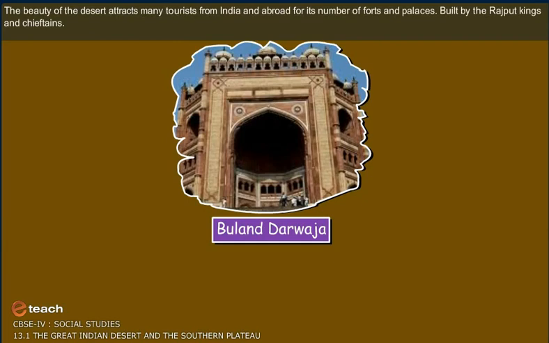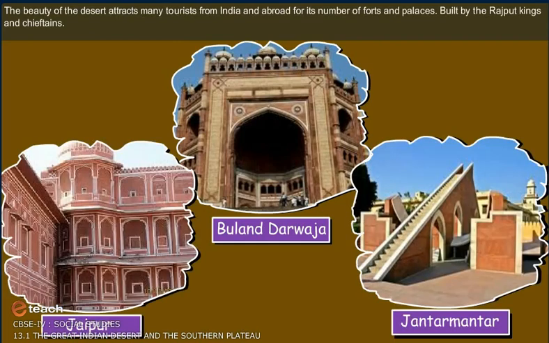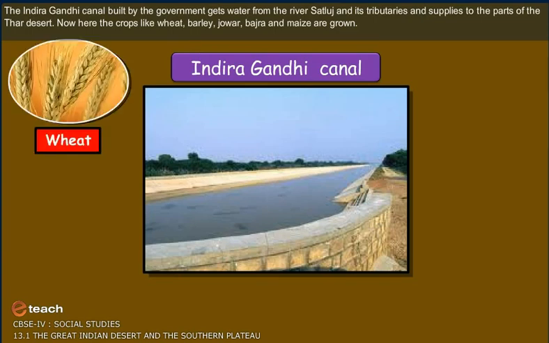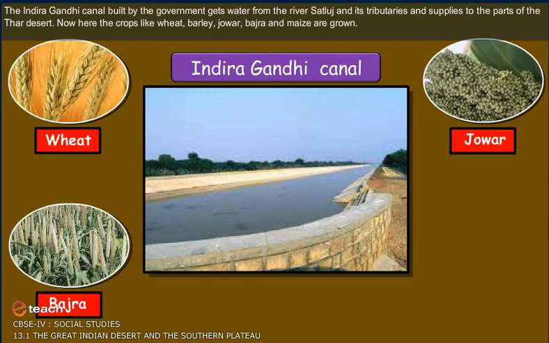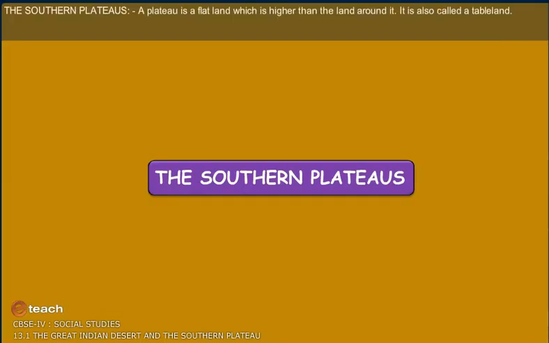The beauty of the desert attracts many tourists from India and abroad for its number of forts and palaces, built by Rajput kings and chieftains. The Indira Gandhi Canal, built by the government, gets water from the river Satluj and its tributaries and supplies it to parts of the Thar Desert. Now here crops like wheat, barley, jowar, bajra and maize are grown.